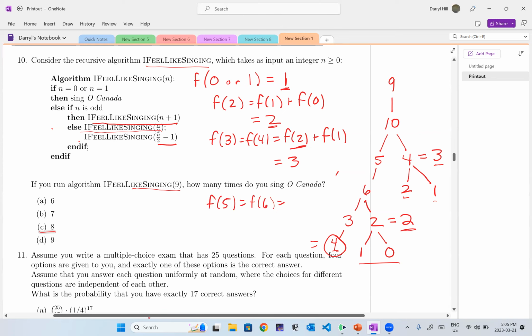F5 is equal to F6, which is, well, F6 calls F3 plus F2, so it's 3 plus 2, which is 5. So I start at 1 for these two numbers, and then 2 here, I guess, by itself. F3 and F4 are both 3. F5 and F6 are both 5. F7 and F8 are both 8, right? We end up adding 3 plus 5. So it's the Fibonacci sequence, just sort of hidden a little bit. Yeah, that's the other way to do it.